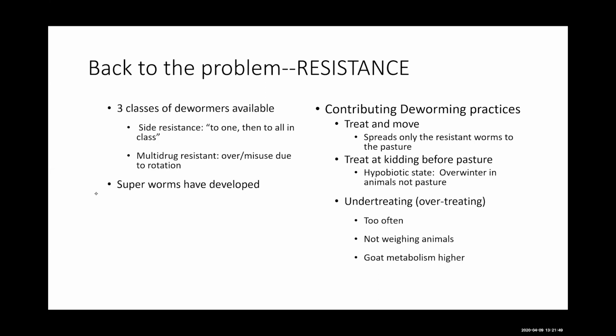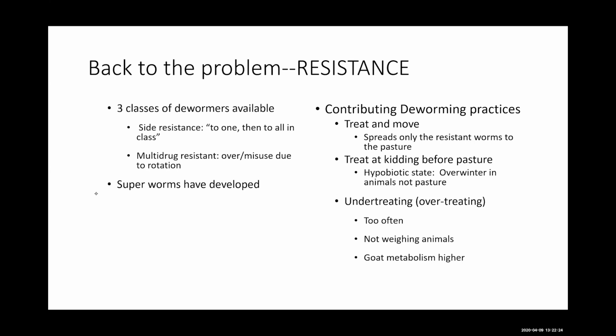They've used them a lot and they have nothing to work with. So the contributing deworming practices: if you treat them and move them, you're spreading only the resistant worms to the new pasture. If you're doing spring kidding and lambing, many of these parasites, especially Haemonchus, become static over winter. They overwinter in what's called a hypobiotic state. And so we treat them, put them out, but the worm wasn't active, so we didn't get it treated, and then we're dumping them out in pasture.